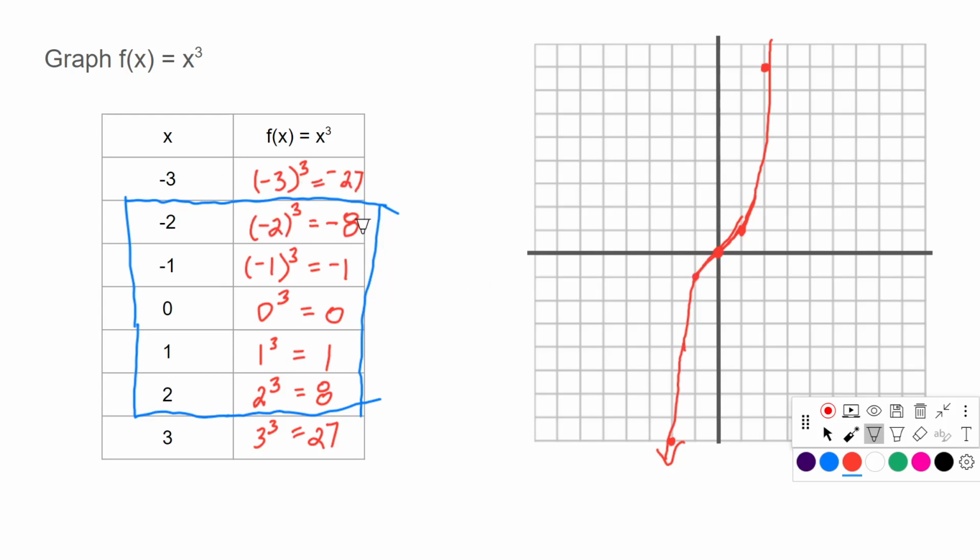So we're going to use these anchor values of 1 to the right, 1 up, 2 to the right, 8 up, 1 to the left, 1 down, 2 to the left, 8 down, when we graph our following transformations.